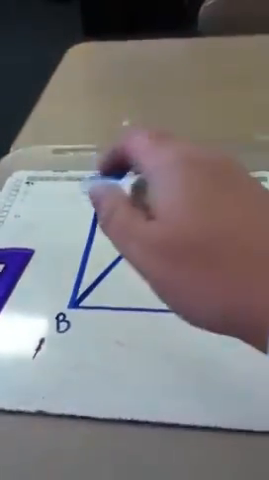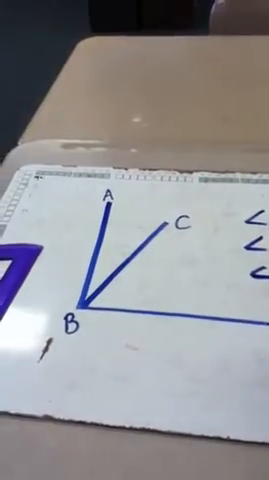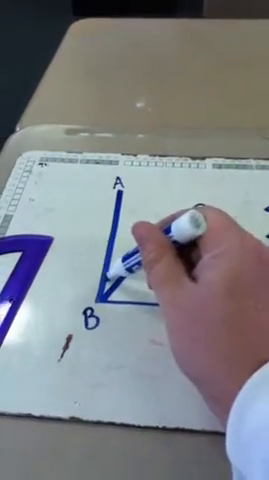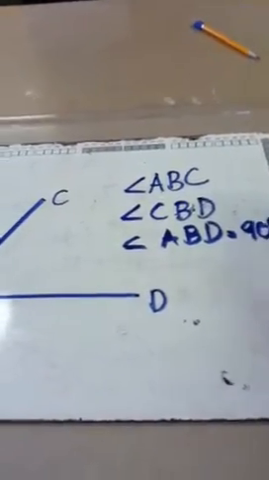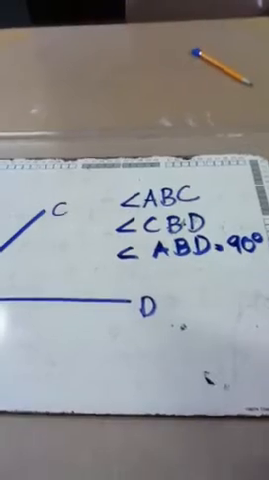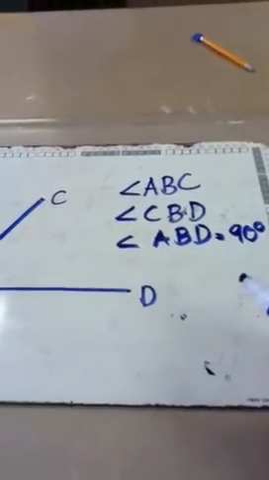Now, when we look at the outside angle, ABD, it should be pretty obvious to us from what we did last week that this right here is a right angle. So we already know that ABD is going to equal 90, which is actually going to help us check our measuring here in a couple minutes.